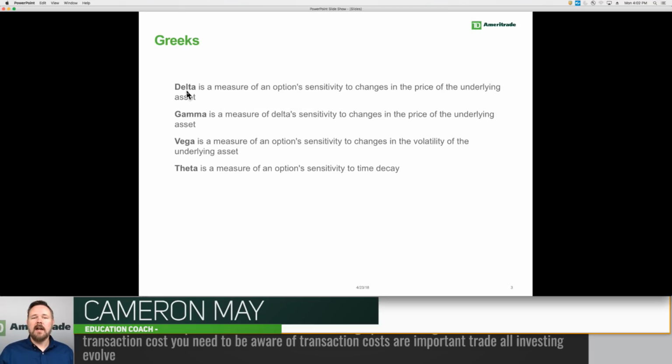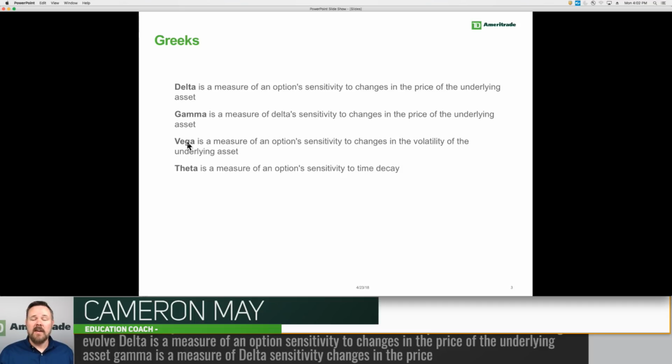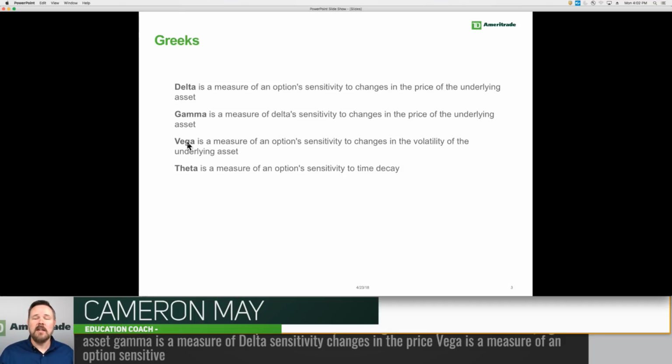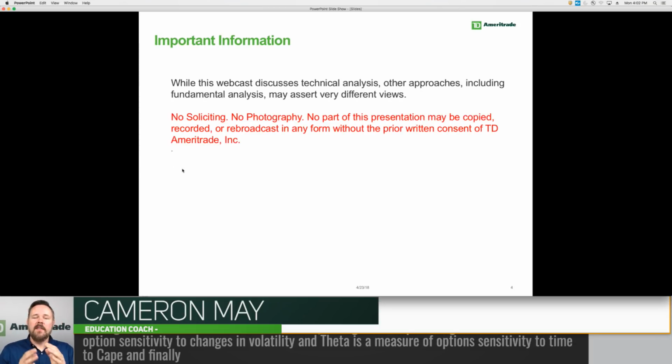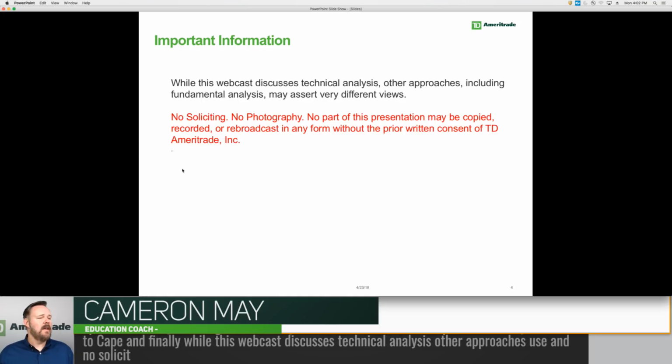Quick review of our Greeks. Delta is a measure of an option's sensitivity to changes in the price of the underlying asset. Gamma is a measure of delta's sensitivity to changes in the price. Vega is a measure of an option's sensitivity to changes in volatility. And theta is a measure of an option's sensitivity to time decay. And finally, while this webcast discusses technical analysis, other approaches, including fundamental analysis, may assert very different views. And no soliciting, no photography.